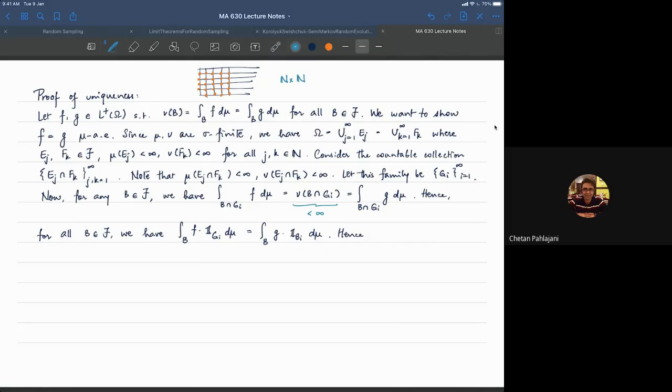Okay, so hence, where are we? Hence, for any D in F, we have the integral over D of (f minus g) times the indicator of G_i, d mu, equals 0. All right, and now what we'll do is recall a following result from measure theory. Let me write this in a different color. Recall result from measure theory.